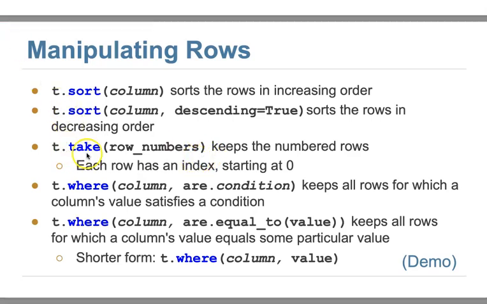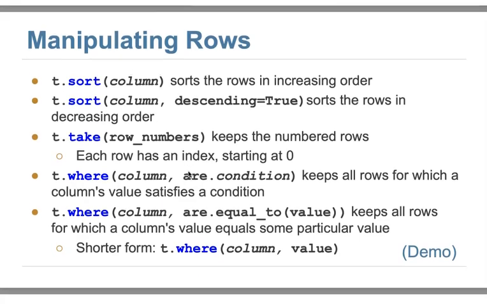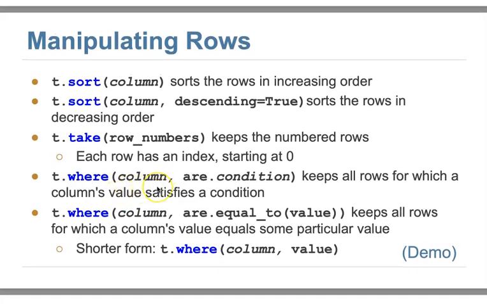Or you can use take and specify the number of rows. It will keep that number of rows. Remember, each column has an index, and each row has an index as well, starting from index 0. With where, you can specify the column name and give it a specific value, and it only returns the rows whose column value matches. Or you can use some condition within the are dot condition.